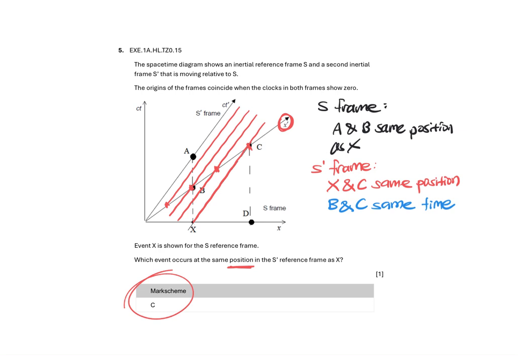Okay. And so they didn't ask, but notice that B and C are not on the same position line, but they are on the same timeline as measured in the S prime frame. They do not happen in the same time or position in S frame, but they do happen at the same time in the S prime frame. But they didn't ask about B and C. They asked about position, and so the answer is C.